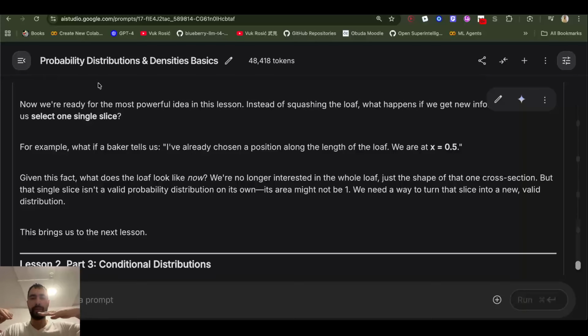Let's say you have a plane with x and y axis. From 0 to 1 on the x axis is the length of the bread, and from 0 to 1 on the y axis is the width of the bread. So we have 2 variables, and the height of the bread represents probability at that point. So the height of the bread at 0.5 is like the probability at 0.5. That's what it represents.